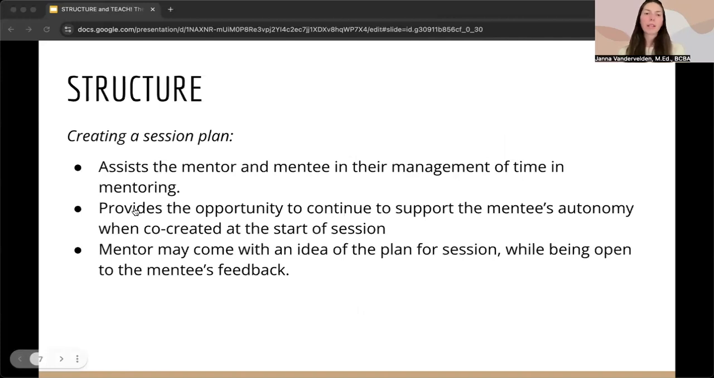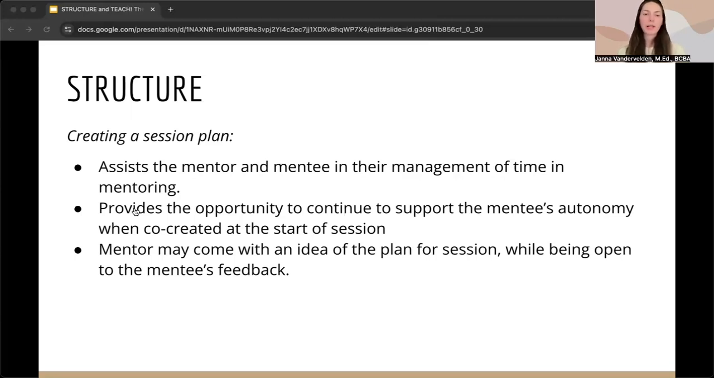Once you've collaboratively identified your priorities for mentorship with your mentee, and you get more into explicit teaching of skills, more details on this later, another strategy to add to your routine is forming a session plan. If you're a teacher, you probably do this already when planning your classes. But for those whom this strategy may be new to, creating a session plan assists the mentor and mentee in their management of time in mentoring. It provides the opportunity to, again, support the mentee's autonomy by co-creating it at the start of the session.